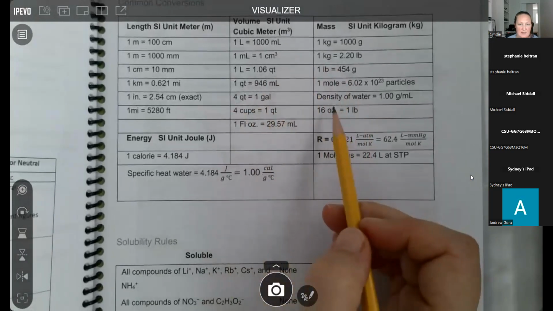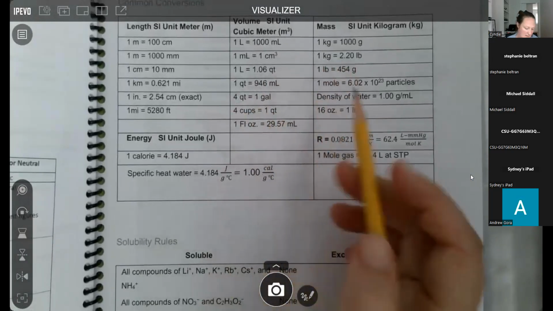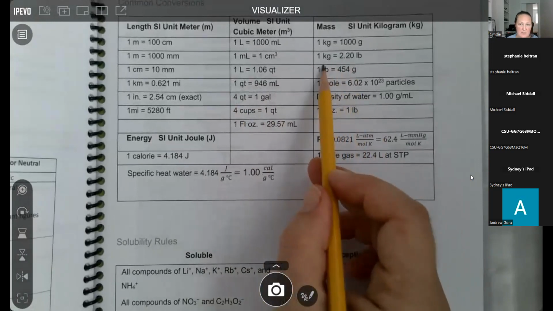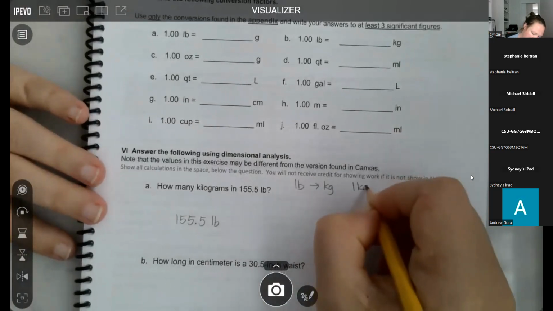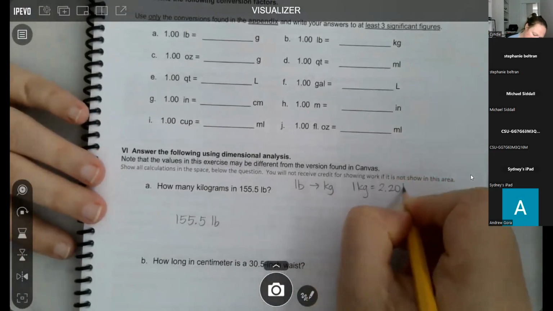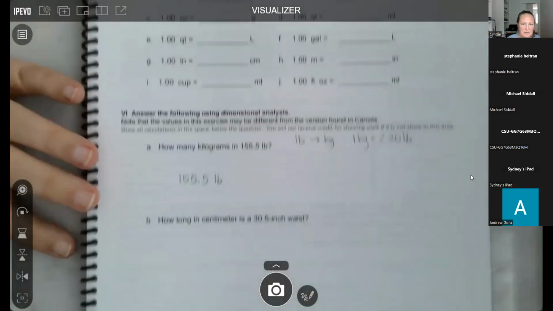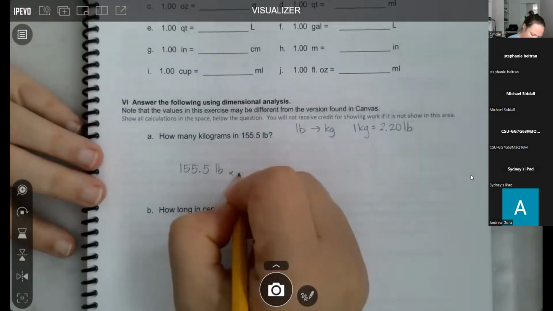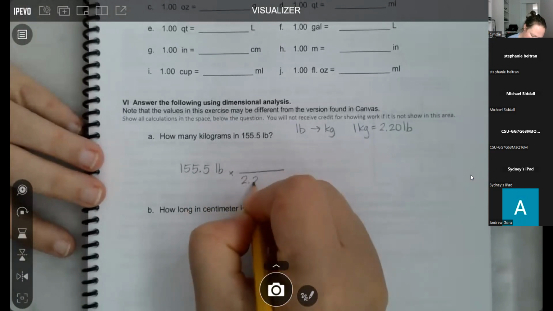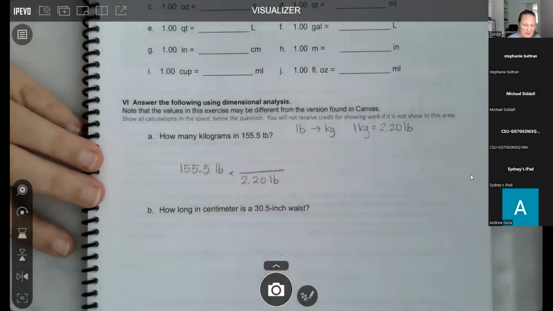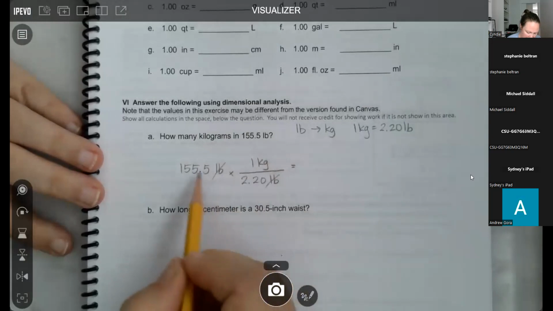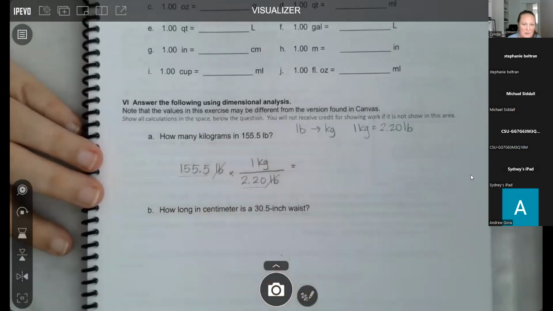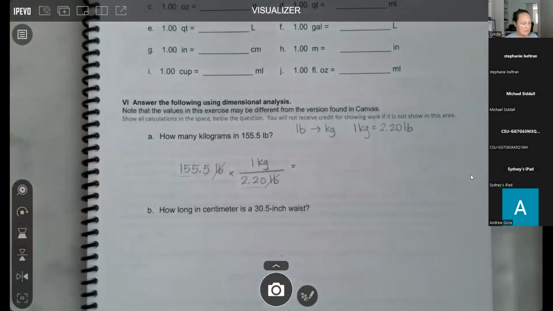What was it? Pounds to kilograms. So 1 kilogram equals 2.20 pounds. That's perfect. We can get there in just one step. So I want to make sure that 2.20 pounds goes in the denominator so that the pounds will cancel, and the 1 kilogram in the numerator. This has 4 sig figs, this has 3, so our answer can only have 3.